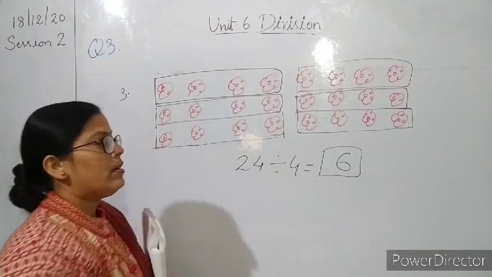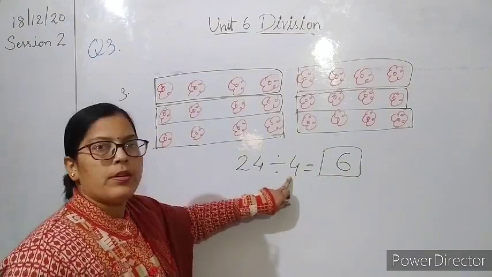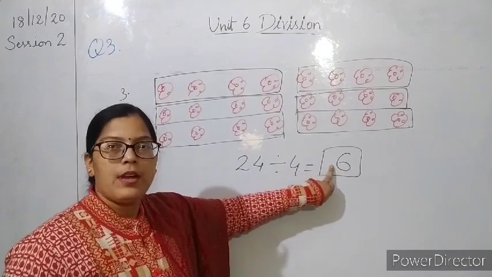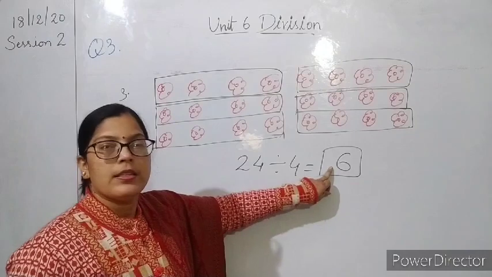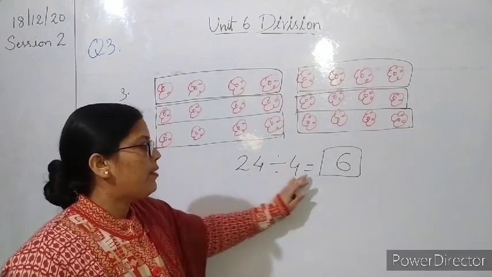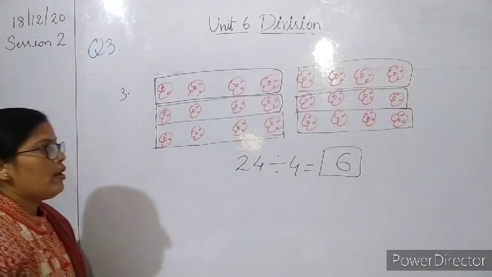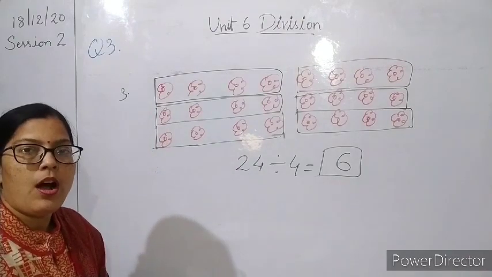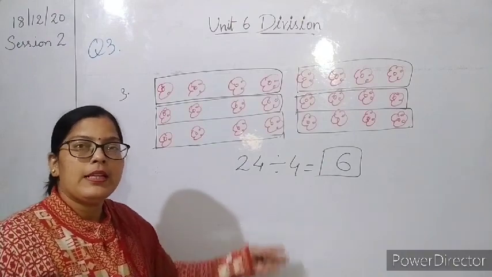Here, what does it mean? It means that in each group there are 6 flowers. 24 divided by 4 is equal to 6. So in this way you have to make the groups and find out how many items will fall in each group.